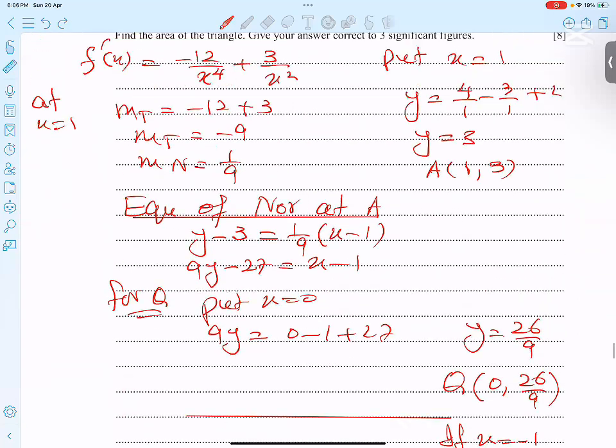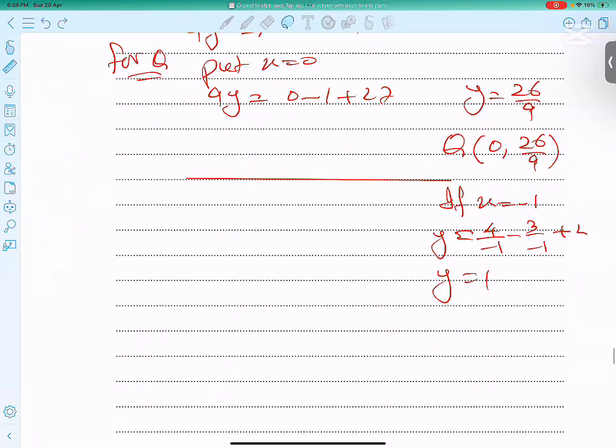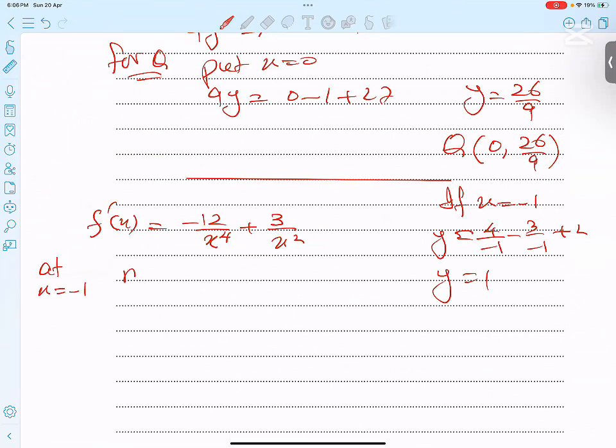First of all, students, this derivative I'm copying and pasting here. Very lengthy work, there's no doubt about it. I'm saying at x equals minus 1, the gradient of the tangent becomes minus 12 and plus 3. I got minus 9. So the gradient of the tangent is minus 9.